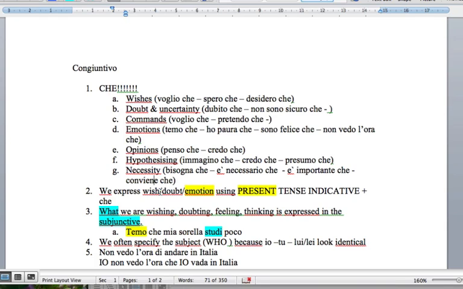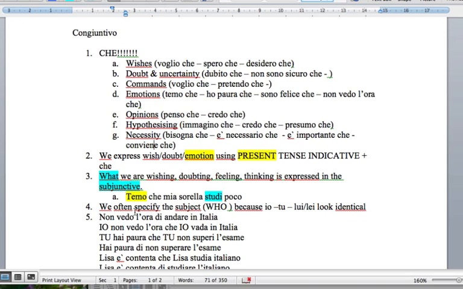However, there are two parts of a subjunctive sentence, or at least the ones we were looking at yesterday. In the first part is where we express the wish, the doubt, and the emotion, and we simply use the present tense indicative for this plus che. However, what we are wishing, doubting, feeling and thinking is expressed in the subjunctive. So in the example, temo che, we express the emotion with the present tense, temo, followed by che, and then what we fear is expressed in the subjunctive, studi.